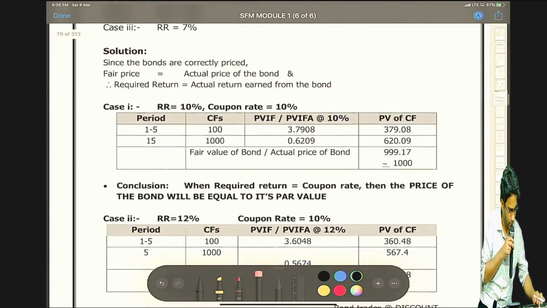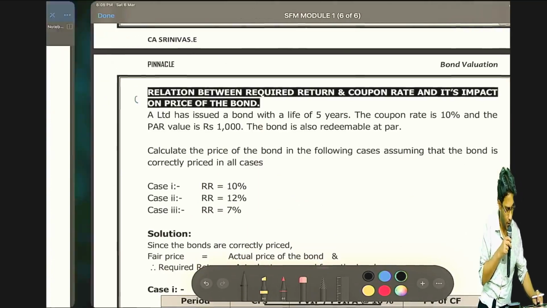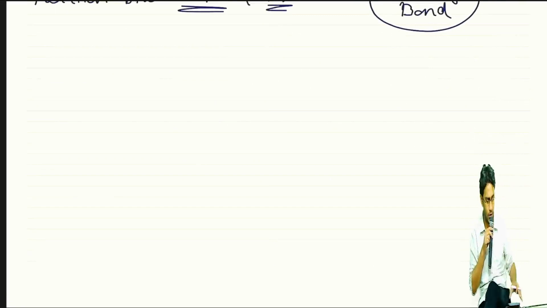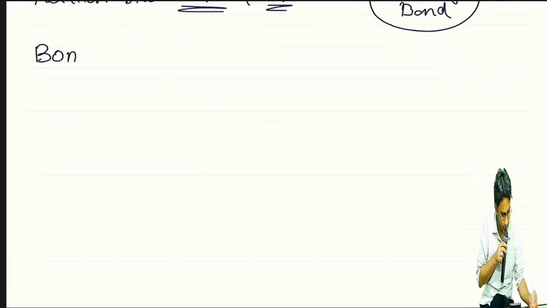Open the example given on page 77 and watch as I solve it. You will not solve it, I will solve it. You can check the numbers or give me answers from there. Sir, listen. They have taken a bond.